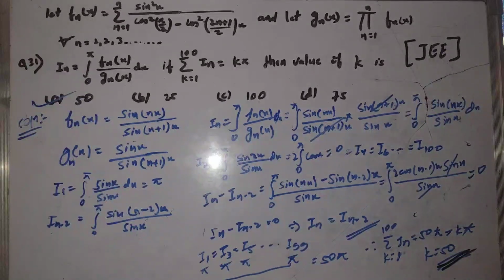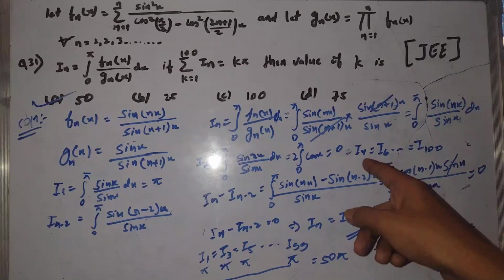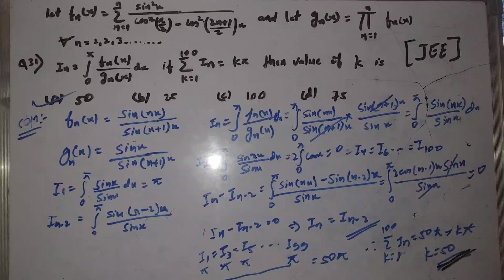Now you may ask why we didn't consider I4 and the others. It is because all even n give us 0. Okay, so that's a very beautiful problem that JEE Advanced asked.